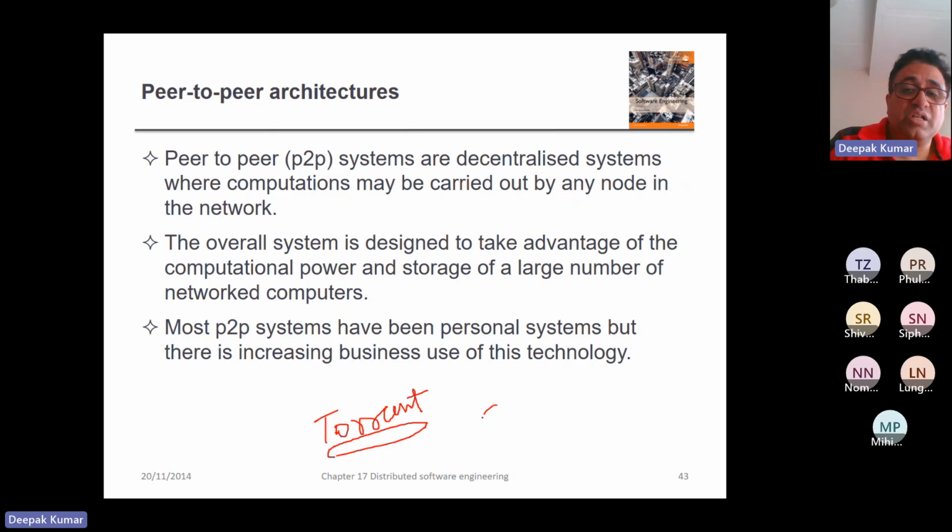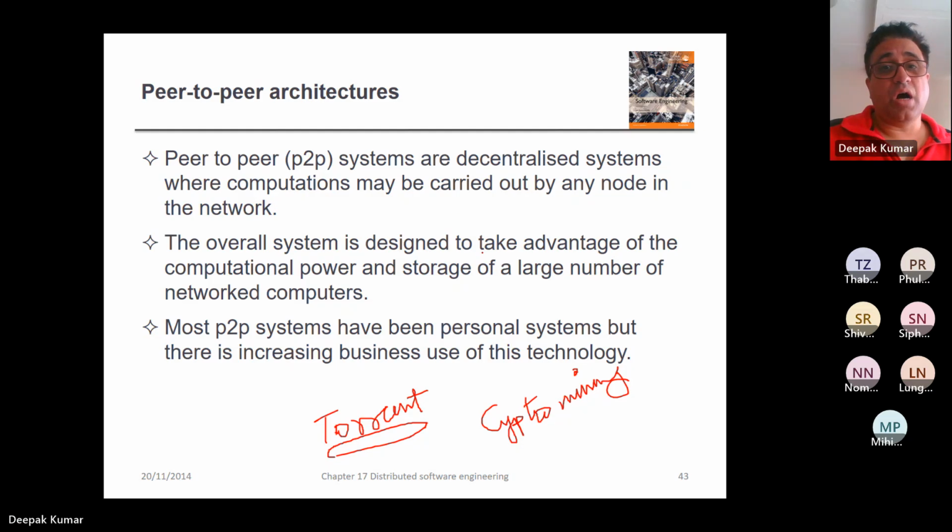The other one is your cryptocurrency network. So your Bitcoin and your crypto mining networks actually depend on peer-to-peer architectures. They are decentralized systems. The computation is carried out by any node on the network. All the participating computers there are nodes. These nodes all work together, in tandem, to provide the whole functionality of that network.